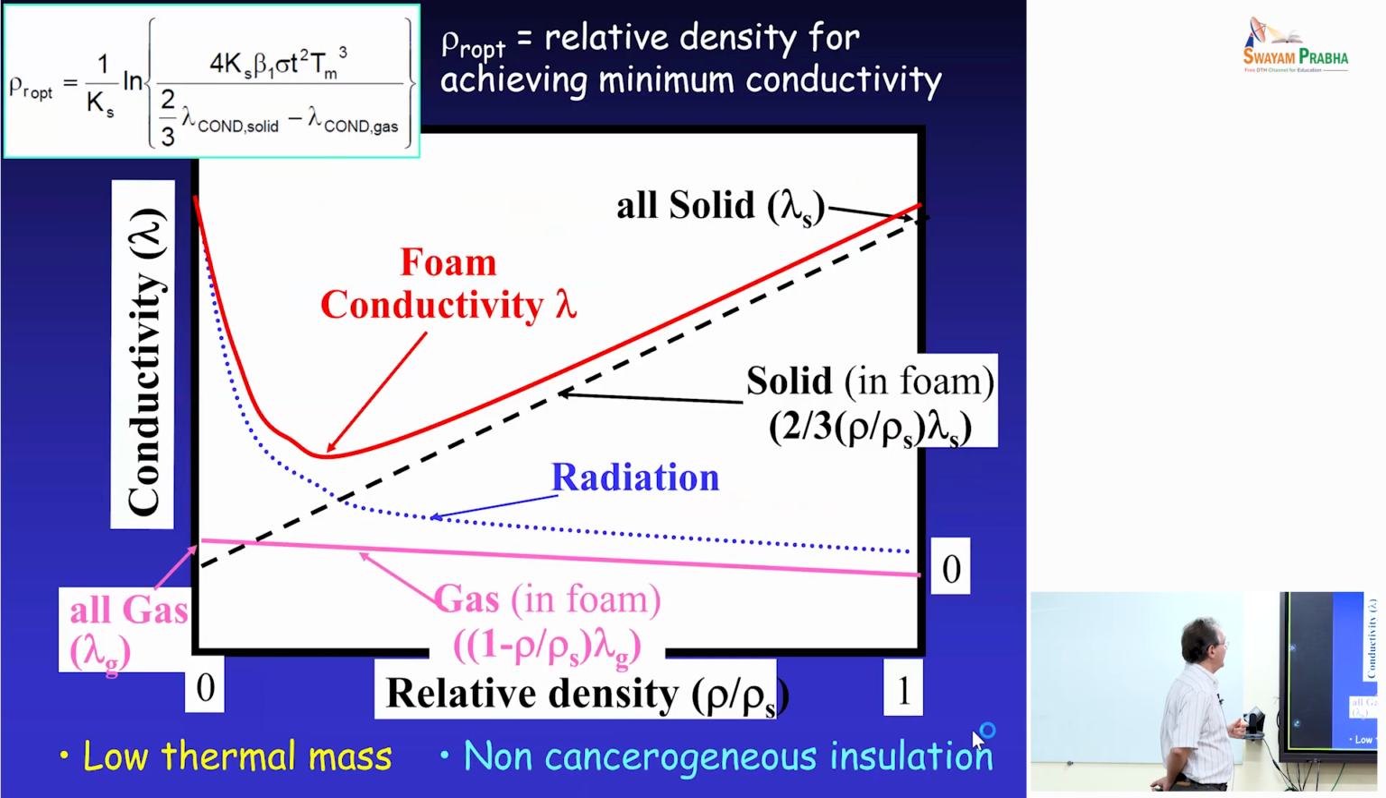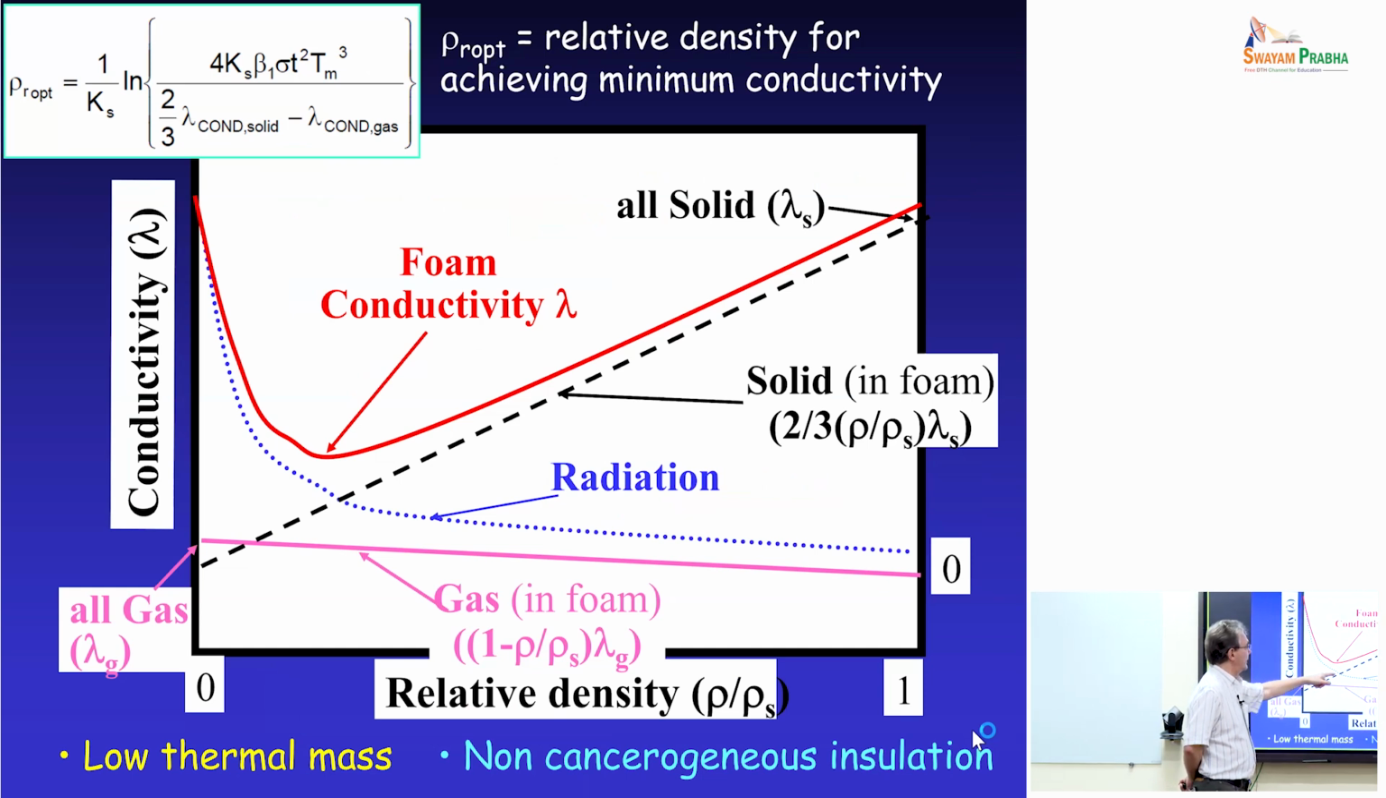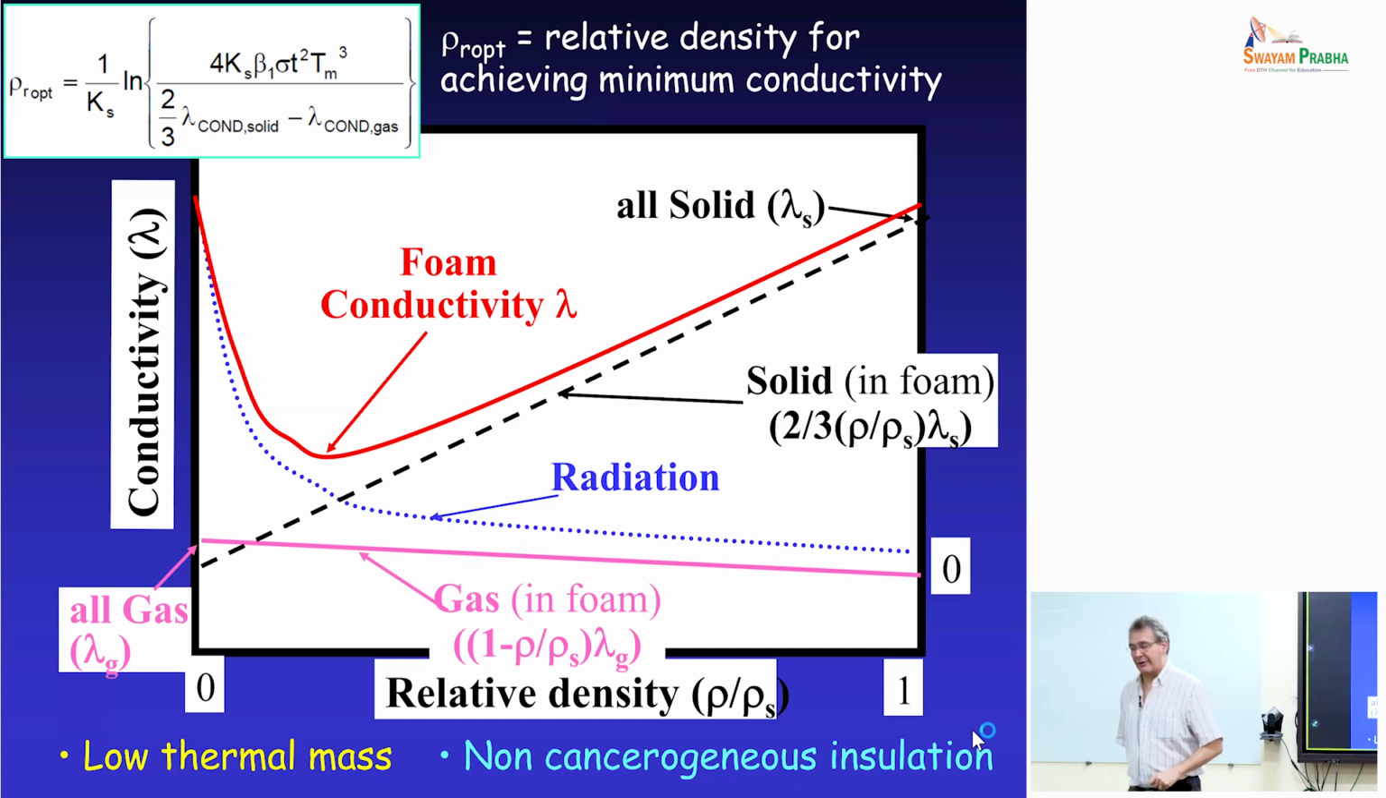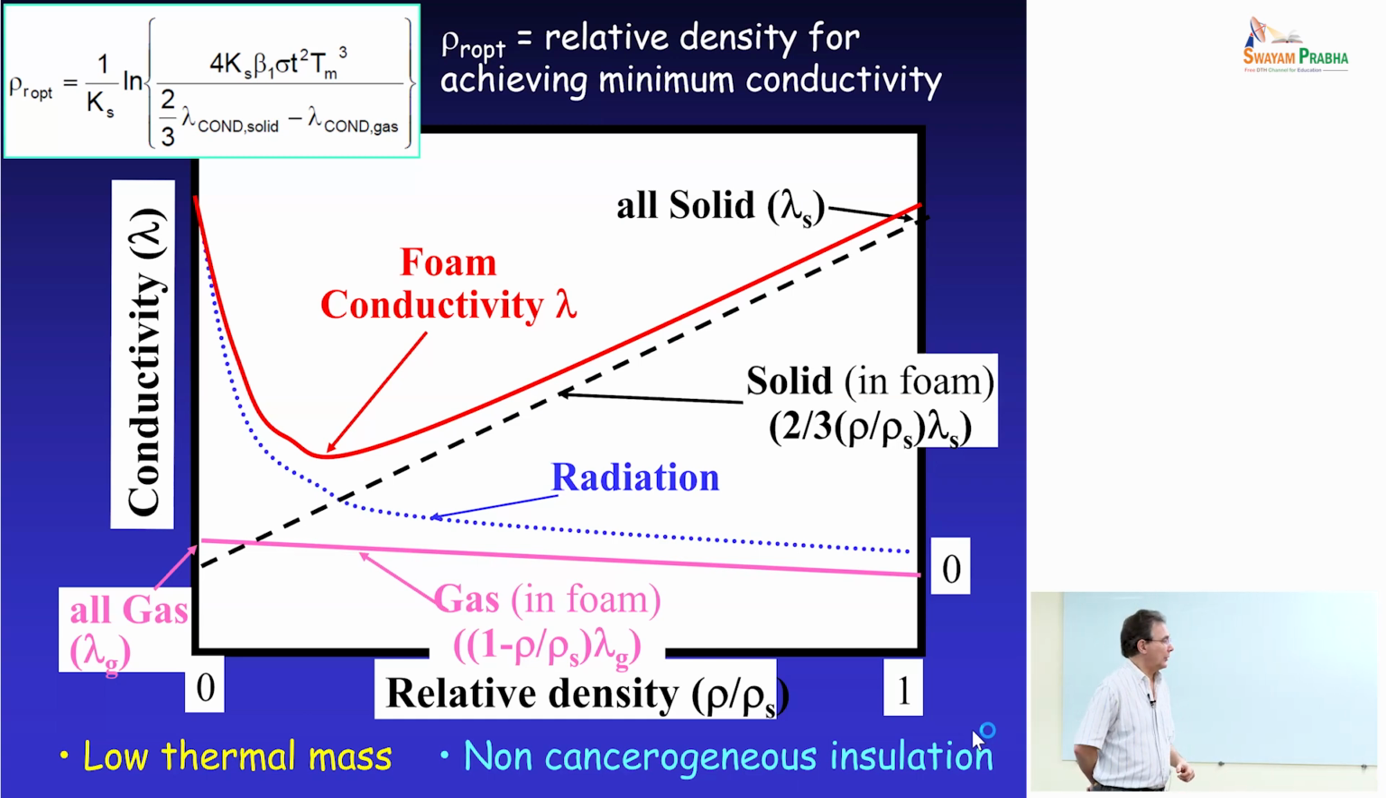So taking that into account, as a function of relative density, you have the change in conductivity of the gas. You have a change in conductivity due to the radiation component, and a linear change for the thermal conductivity based on the solid in the foam. And this leads to this overall behavior, which means that for each material that you're interested in, you can select the best amount of porosity that would lead to the least thermal conductivity.